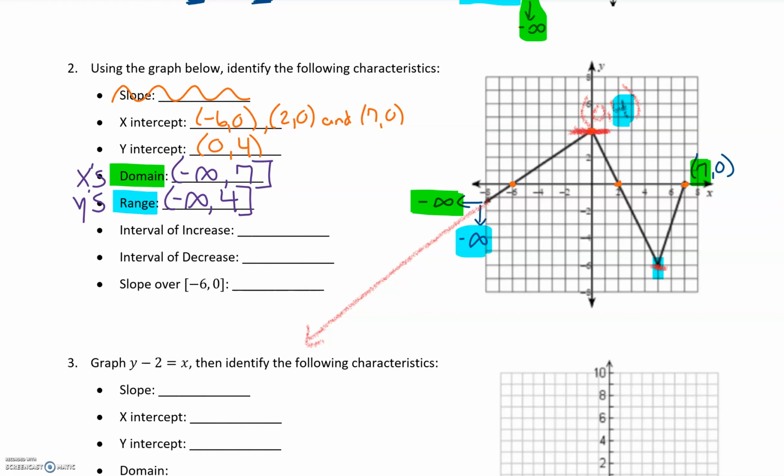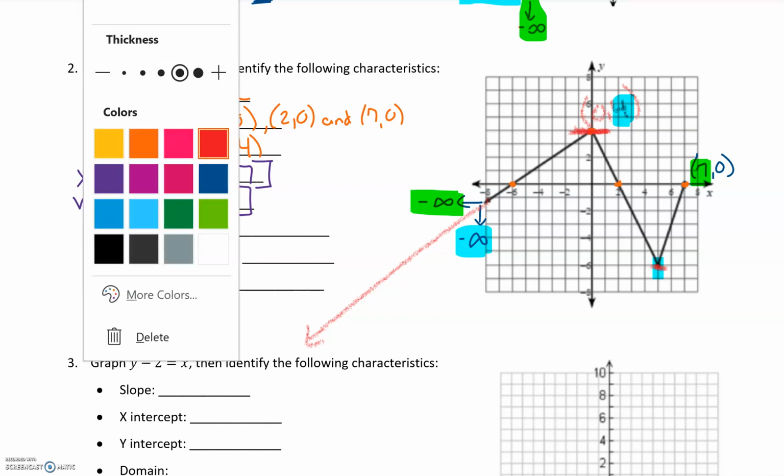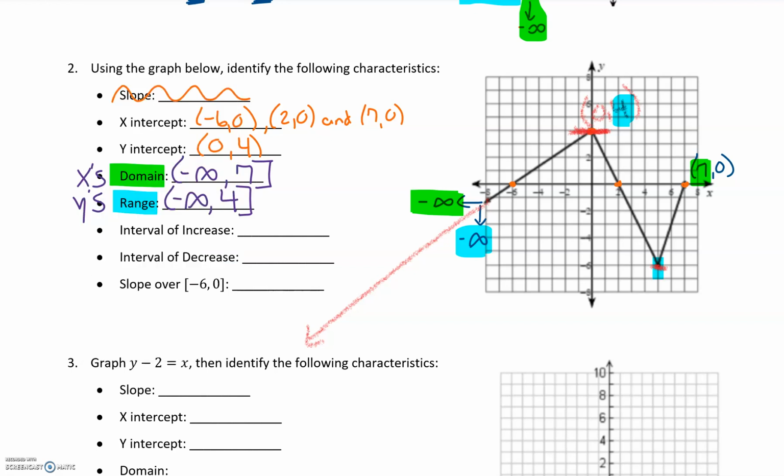Now for the intervals of increase and decrease, please make sure that you understand there are different places where this graph is increasing and different places where this graph is decreasing. So as we look from left to right, remember it's increasing if it's going upward from the left to the right. So that would be this piece right here, and also this piece right here. So these two pieces are our increasing pieces. The piece here in the middle is our decreasing piece.